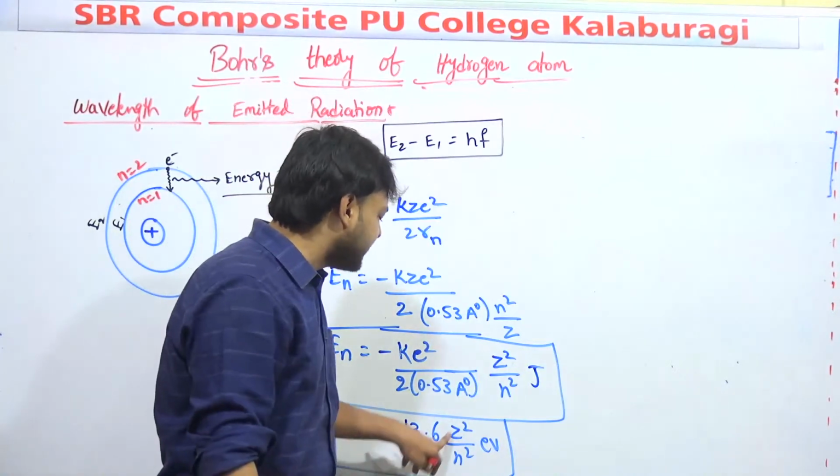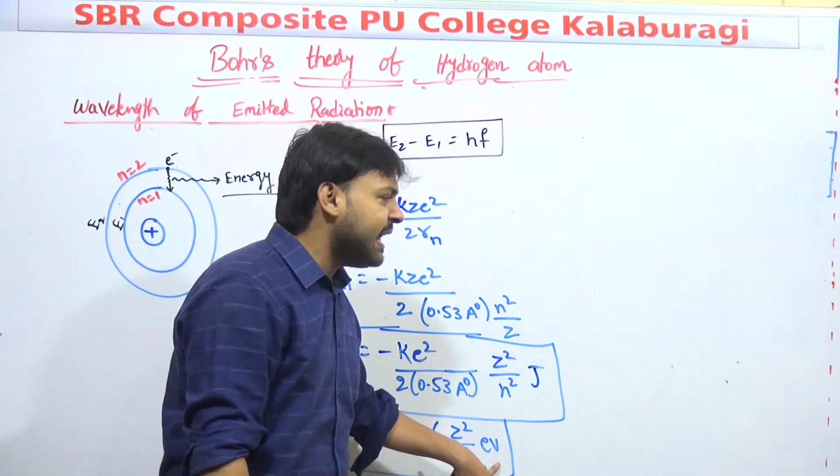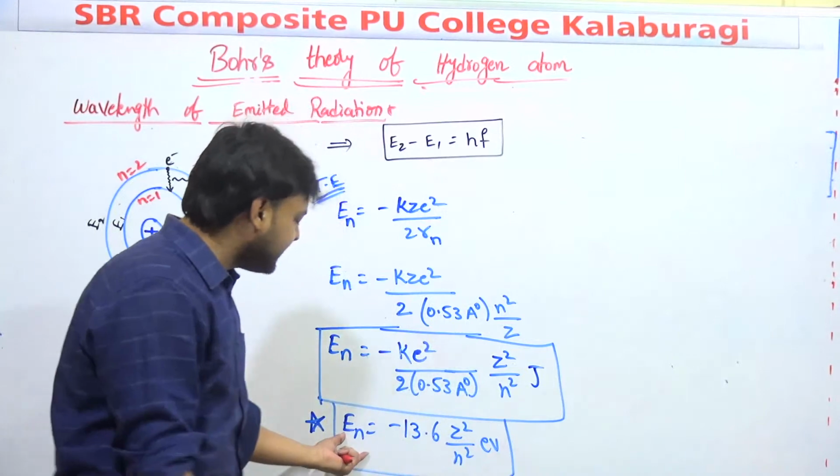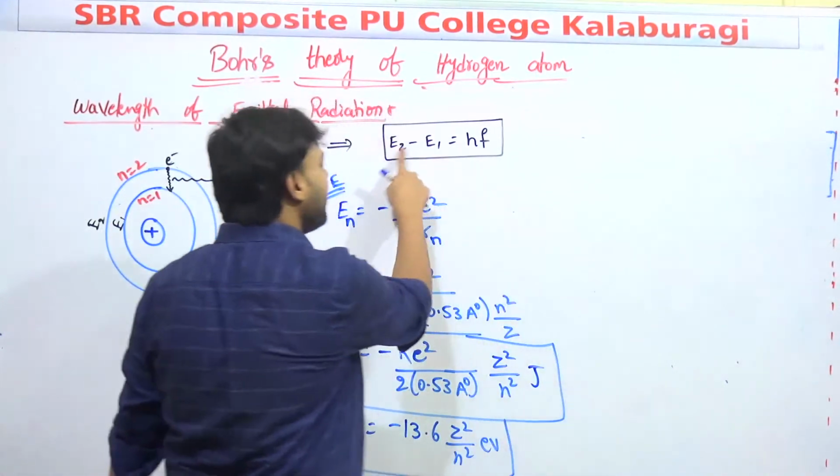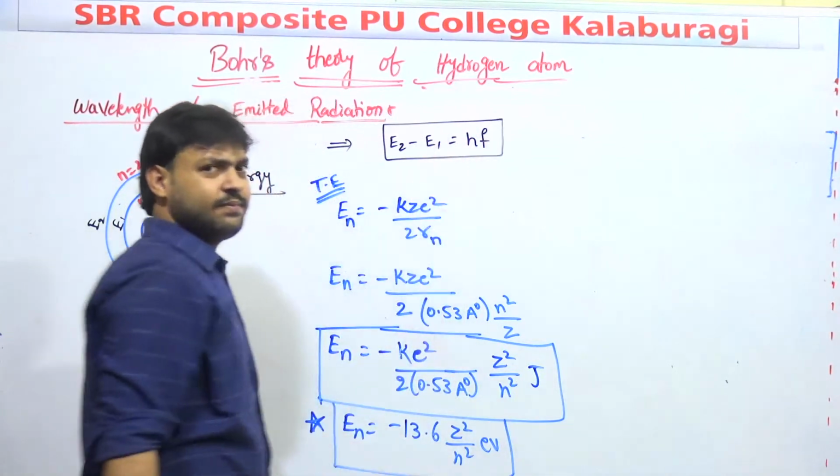Minus 13.6 Z square by n square in electron volts. So this is the energy at the nth orbit. Right? So now E2 minus E1 is equal to hf.